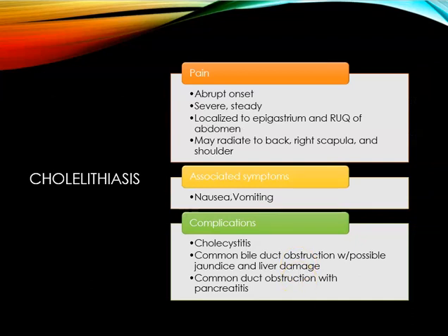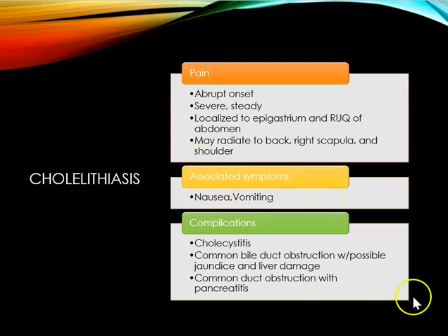So their pain is going to have a pretty abrupt onset. It is severe and steady, and it's localized to the epigastric area and the right upper quadrant of the abdomen. The pain often begins suddenly following a meal and may last as long as 5 hours. They might even have some radiating pain to the back, the right scapula, and the shoulder. That's why doing a thorough COLDSPA is always important to get all those qualities of pain. A lot of times, along with their pain, it's going to trigger some nausea and vomiting as associated symptoms.